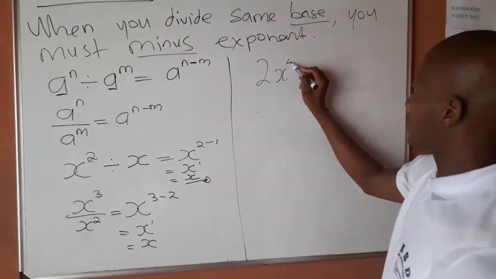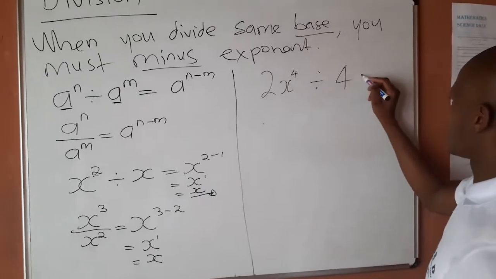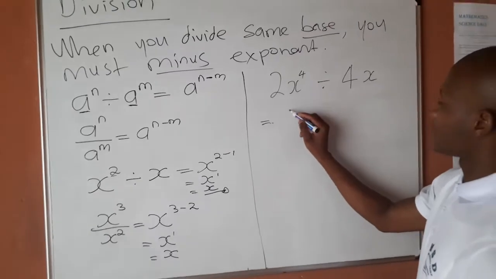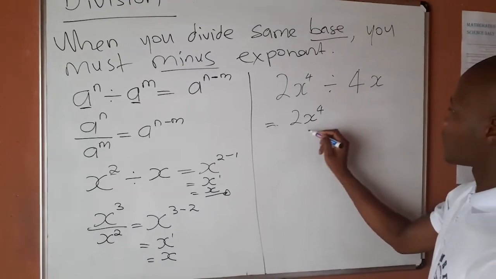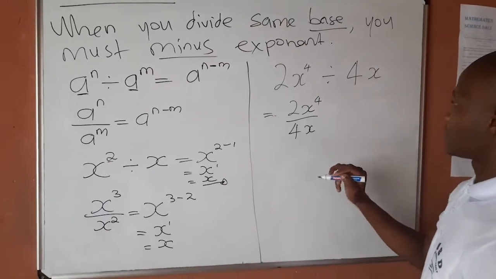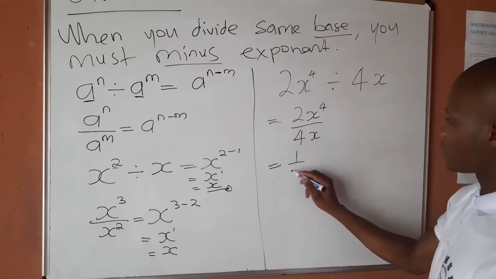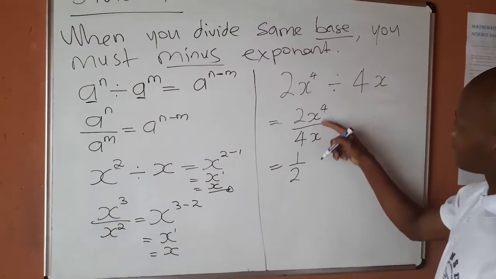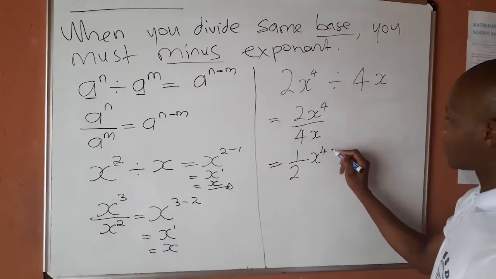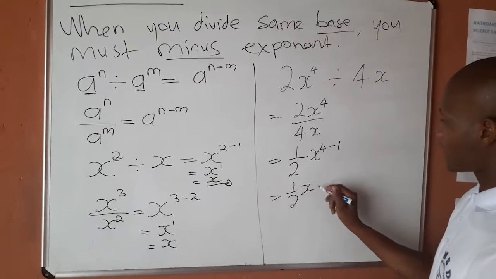So 2x to the power 4 divided by 4x. 2 over 4 is the same as 1 over 2. When we're dividing the same base, we minus the exponent, so x to the power 4 minus 1, which gives 1 over 2 x to the power 3.